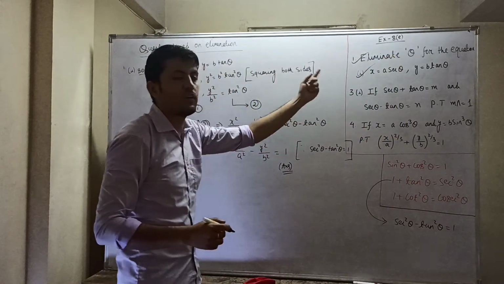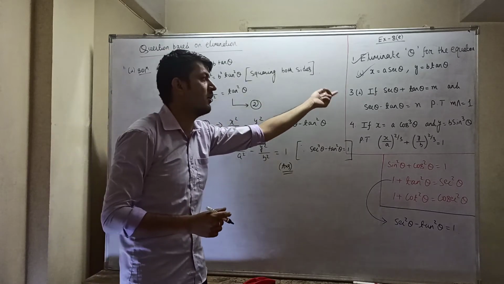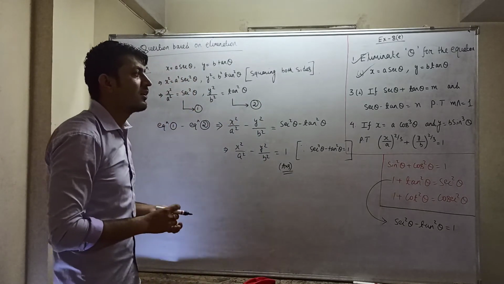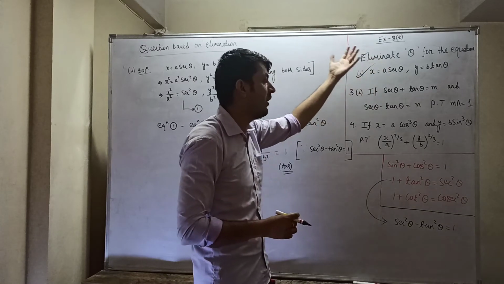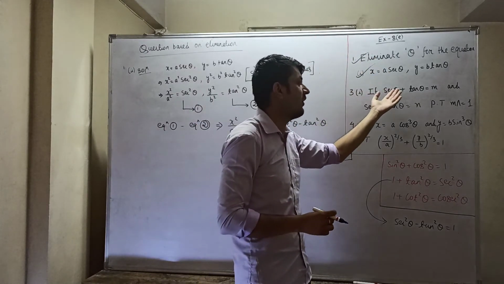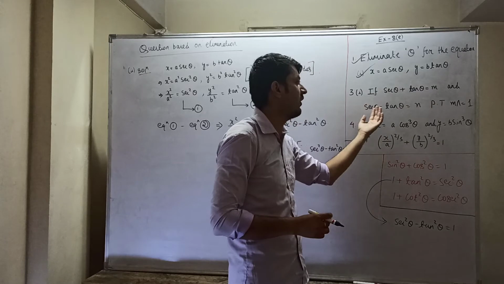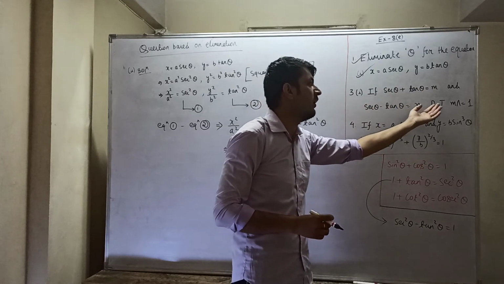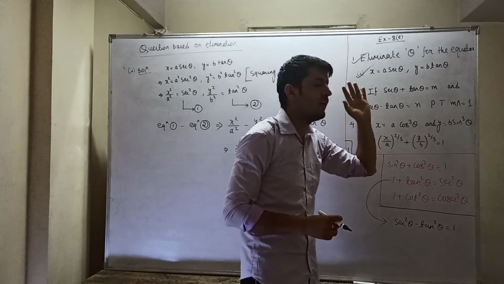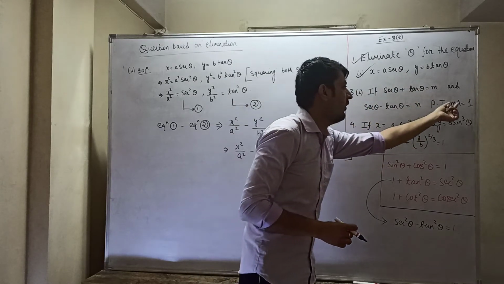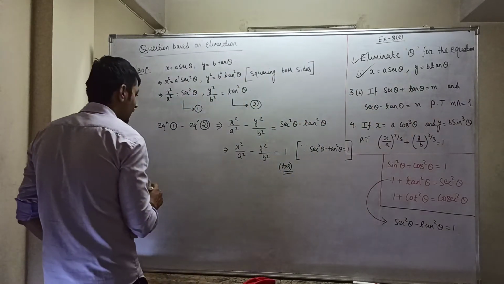Let us go to 3 number 1. I have taken these types of problems. This problem is also based on theta only, but what they have asked is: if sec theta plus tan theta equal to m and sec theta minus tan theta equal to n, then prove that mn, when you multiply m into n, must be equal to 1. So you start with your left hand side. Let's see, 3 number 1.